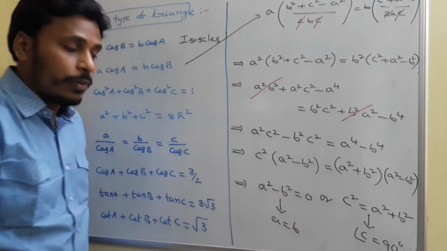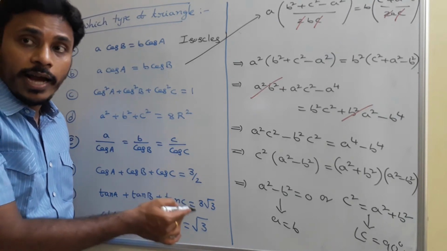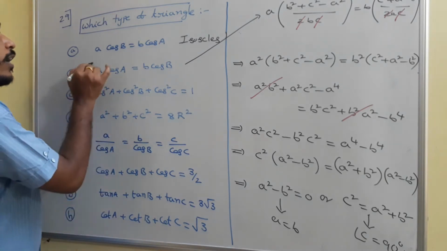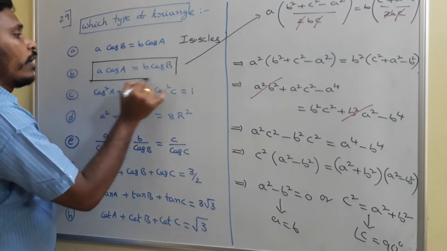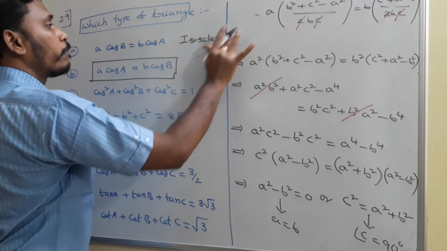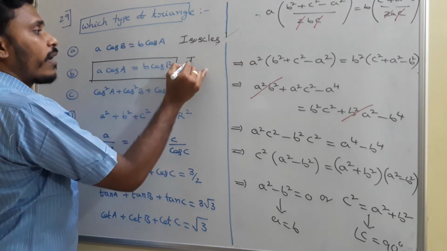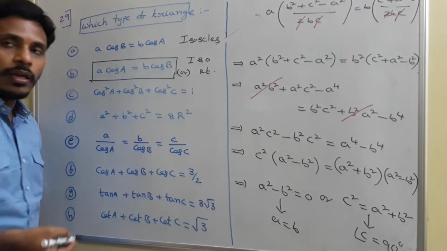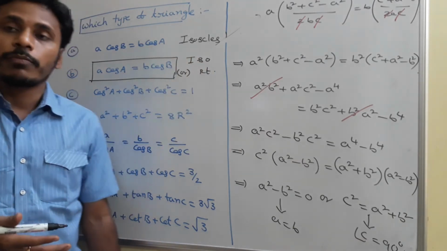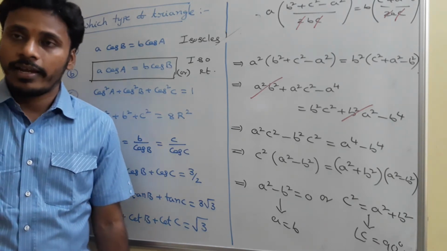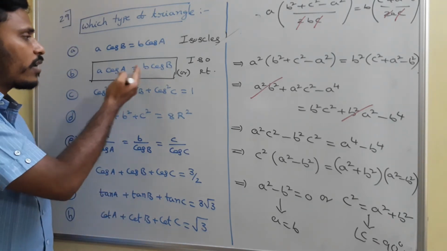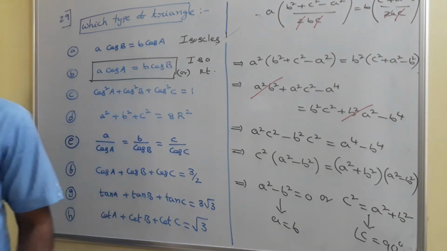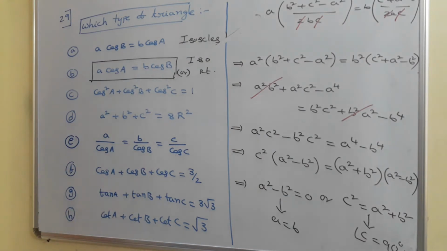So if you analyze it, at the end you have two situations. If a is equal to b, it is isosceles, and if angle C is equal to 90, that is right angle. So if a cos a is equal to b cos b, then there are two possibilities. Okay, what are the possibilities? The triangle may be isosceles or right angle. Sometimes it may be isosceles, sometimes it may be right angle. So in this case the type of the triangle is either isosceles or right angle.